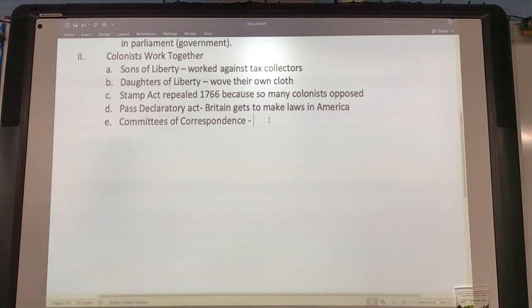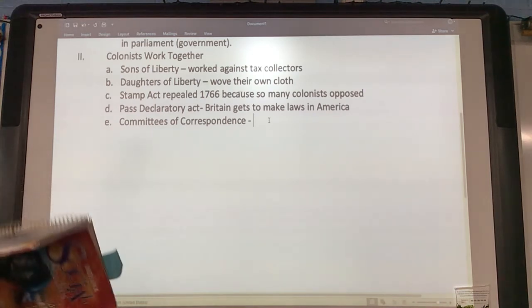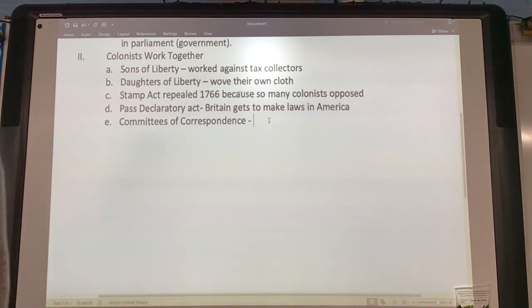Committee members in each colony wrote letters to other cities and towns. They asked people in the other colonies to protest or work against British policies. What is the purpose of the committees of correspondence? So there's more than one, right? Each colony has this committee. What does it do? What is it supposed to do?